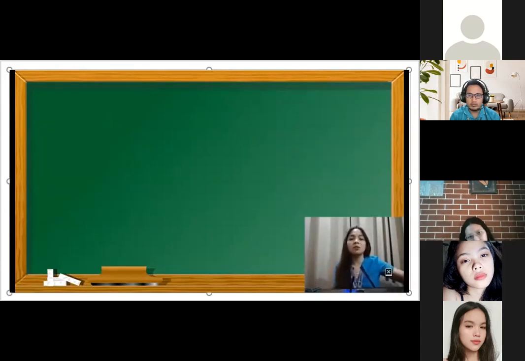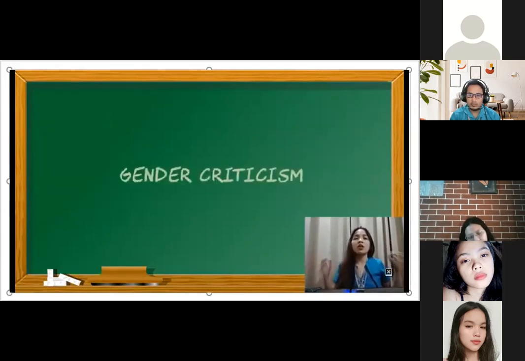Okay, so today we're going to be talking about gender criticism. Now, when we talk about gender criticism, let us first define the word gender. What do we mean by gender? Gender means the state of being a man or a female. When it comes to gender criticism, when we are looking at a particular text, we are actually looking at how the author represents the genders in that certain text.